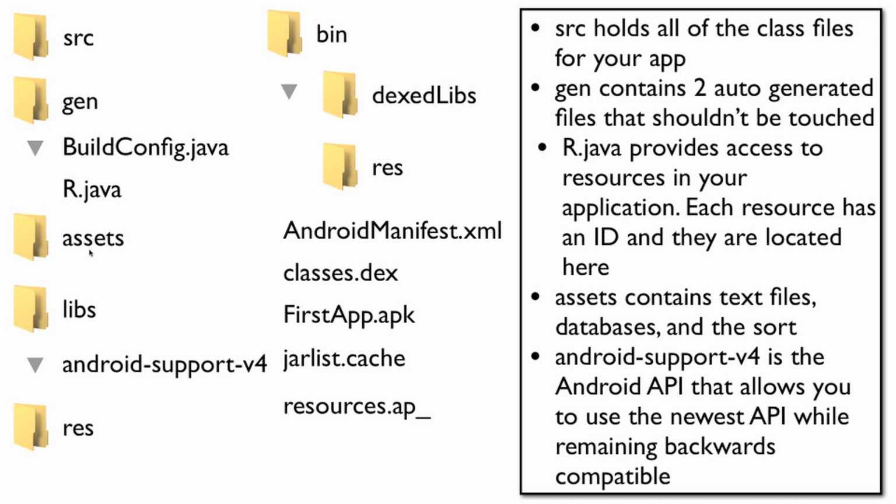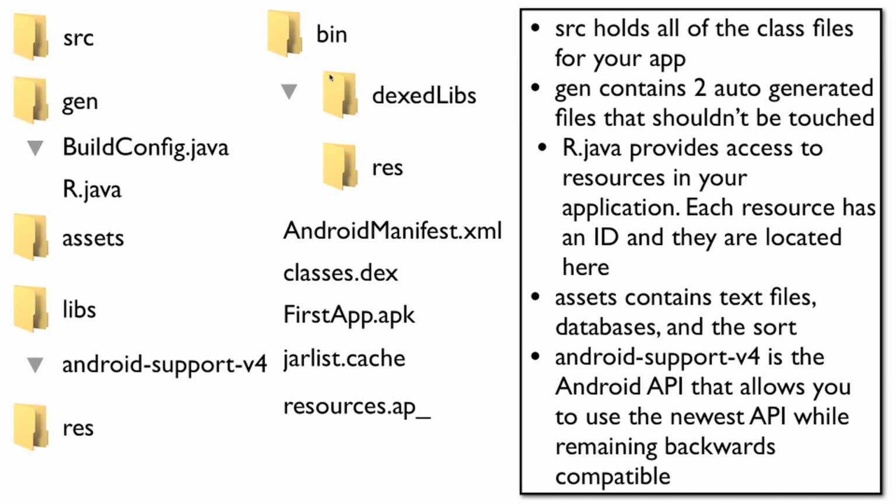Then we have our assets folder. It's going to contain text files, databases, and all the other different types of data files that you're going to need for your application. That brings us down to the libs folder, or library folder, and this is just going to have the Android support v4 API available for us so that we will be able to develop using the newest API while remaining completely backwards compatible to all the other previous versions of Android. Then you're going to have your resources folder, which I'm going to cover on the next couple slides.